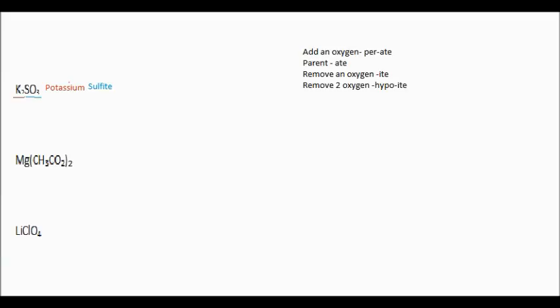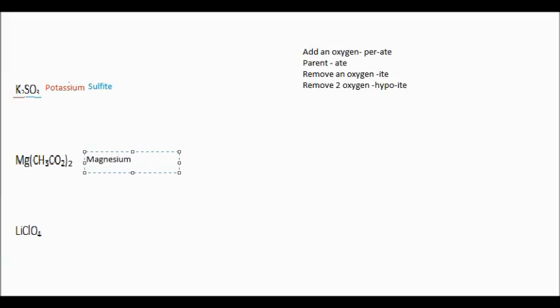Next, we have Mg, and then CH3CO2, and then all of that is times 2. So not the Mg, but the CH3CO2. Since it's in brackets, it's times by 2, which won't affect anything here, but just to note. Mg, if you look on the periodic table, is magnesium. We'll write magnesium, and we won't write that in blue, because then you'll think that has to do with the sulfite.